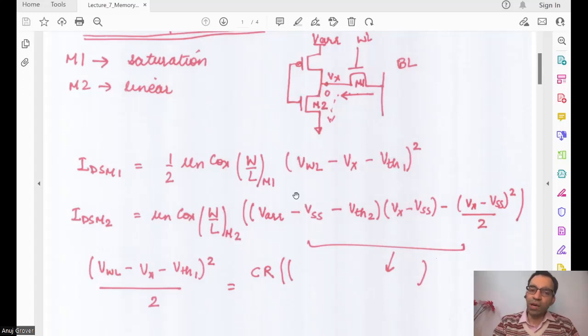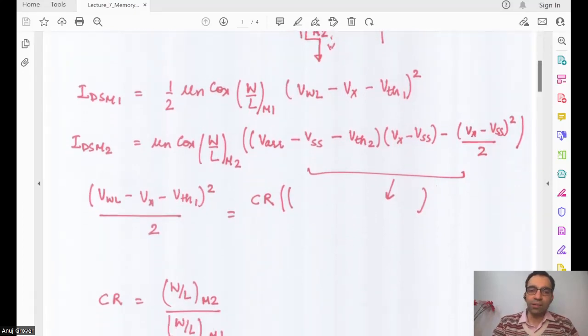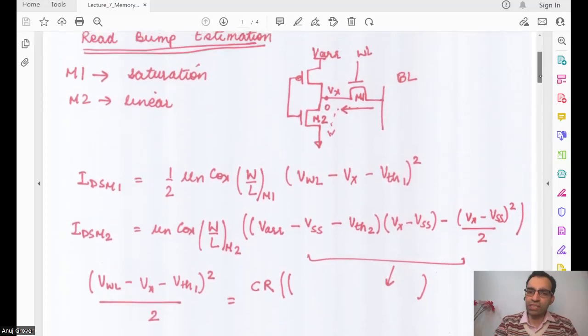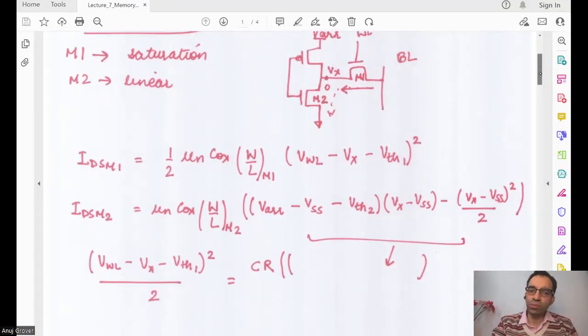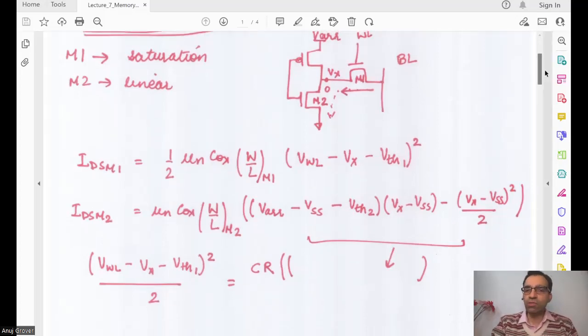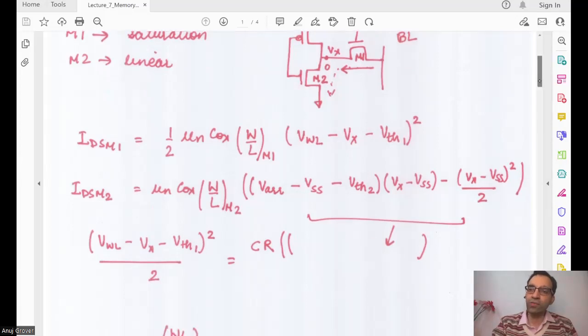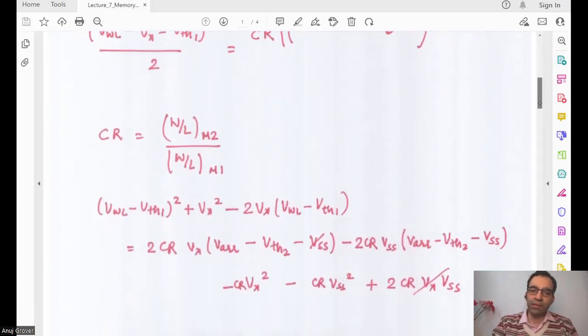The current that the pull down is sinking is in the linear region. So we use the equation μ Cox W/L, and we go to VRA minus VSS, which is VGS minus VT for the pull down, into VDS for the pull down minus VDS squared by 2. So this is the equation that we use for the current through M2. Now by Kirchhoff's law, the current IDS from M1 is equal to IDS from M2.